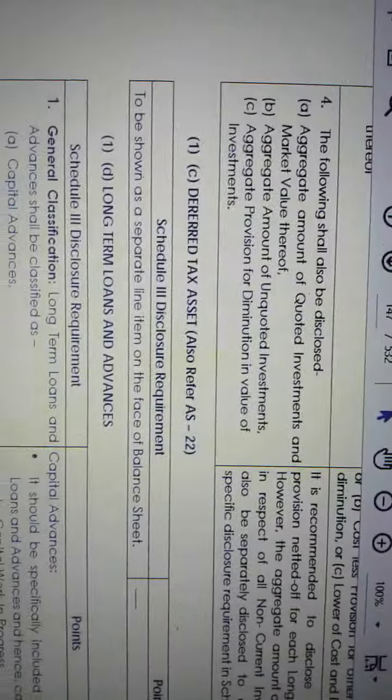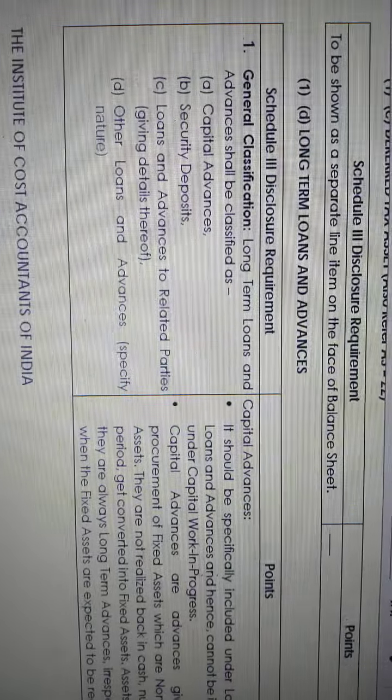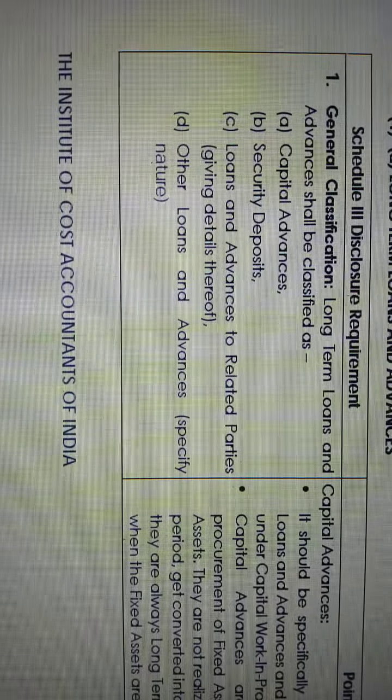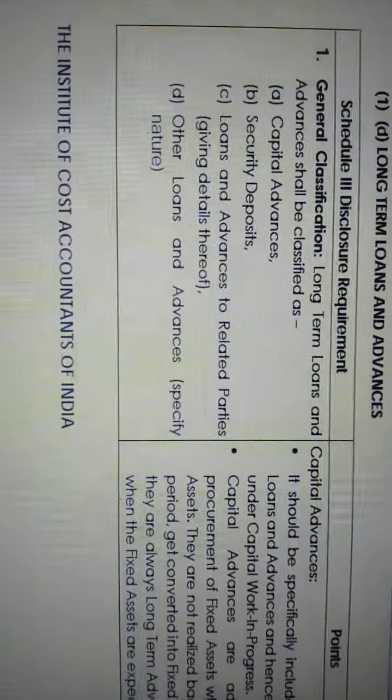Long-term loans and advances. What are the items it includes? Capital advances, security deposits, loans and advances related to related parties. All these breakups we have to give.